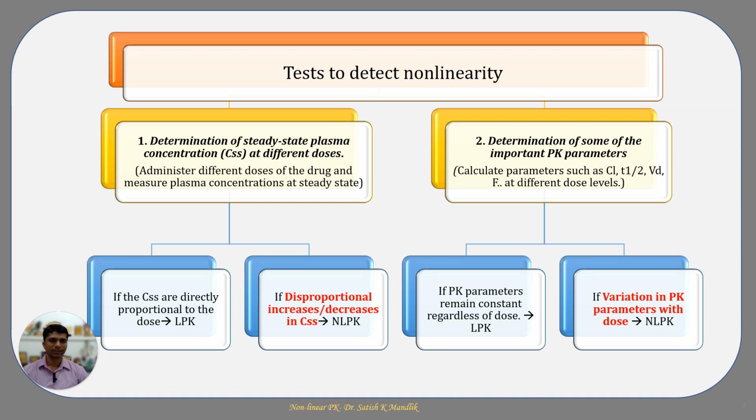Another test is determination of important PK parameters. After getting the data, estimate the different PK parameters at different dose levels, and if those PK parameters remain constant regardless of the dose, that shows linear pharmacokinetics. But if variation in PK parameters is observed with the dose, that shows non-linear pharmacokinetics. So disproportional steady state concentration, non-linearity. Variation in PK parameters, non-linearity.